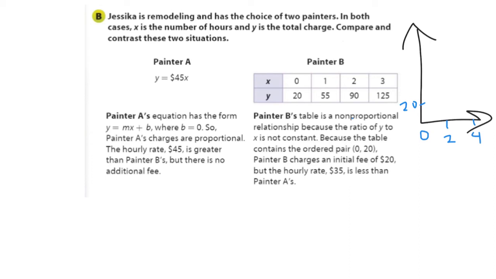And then they also have their hourly rate. So for 1 hour, it's $55. Well, take 55, they're charging you for an hour. Take off the 20, that's their fee. So they're charging you $35 an hour. So they're charging you less per hour, but they do have a $20 fee.